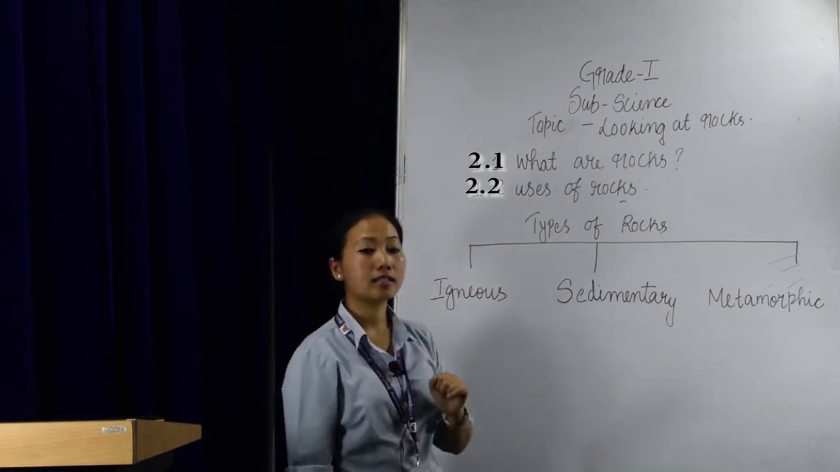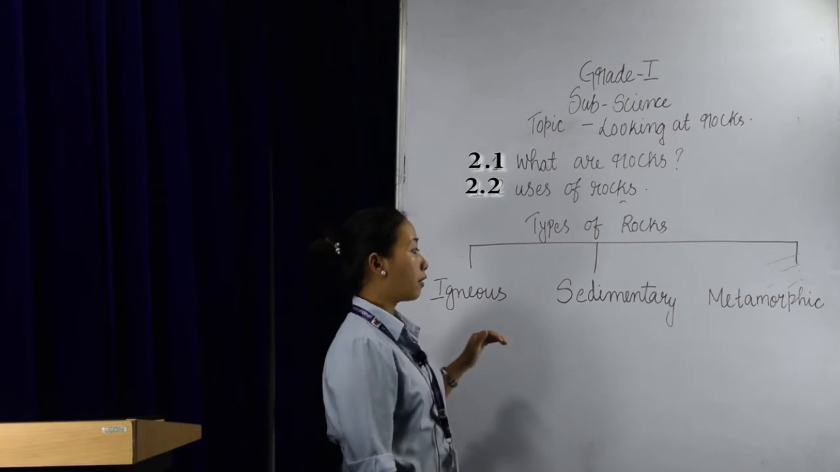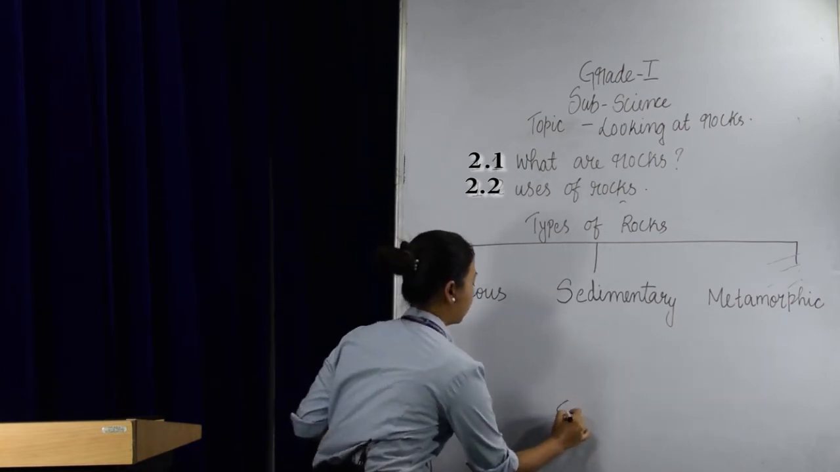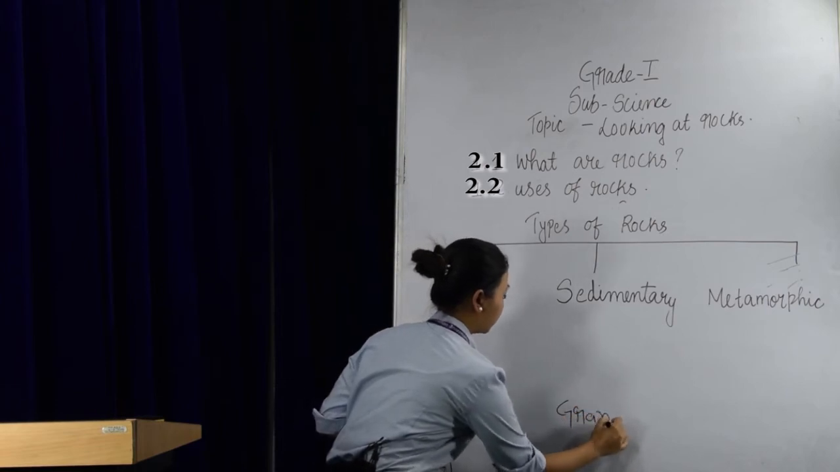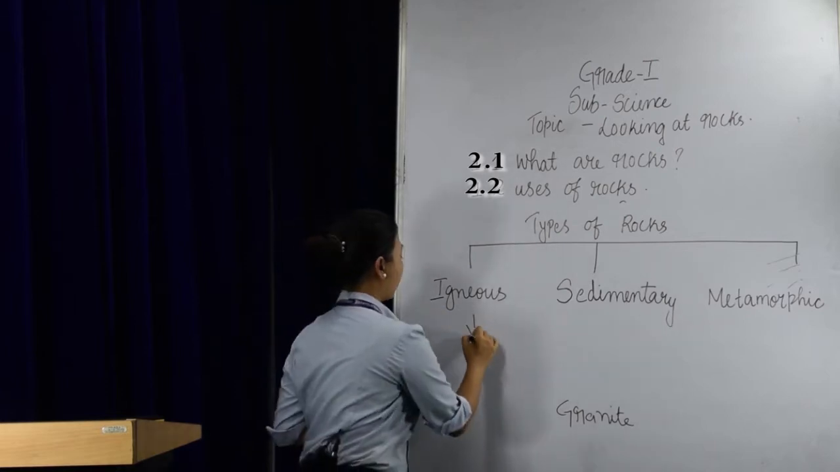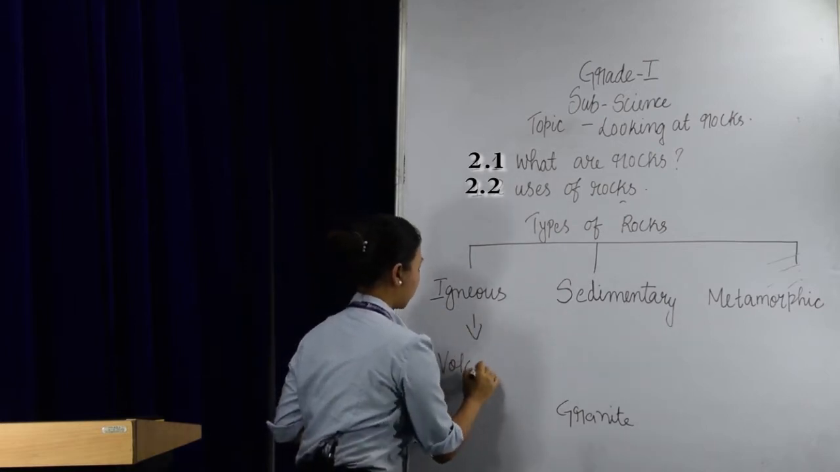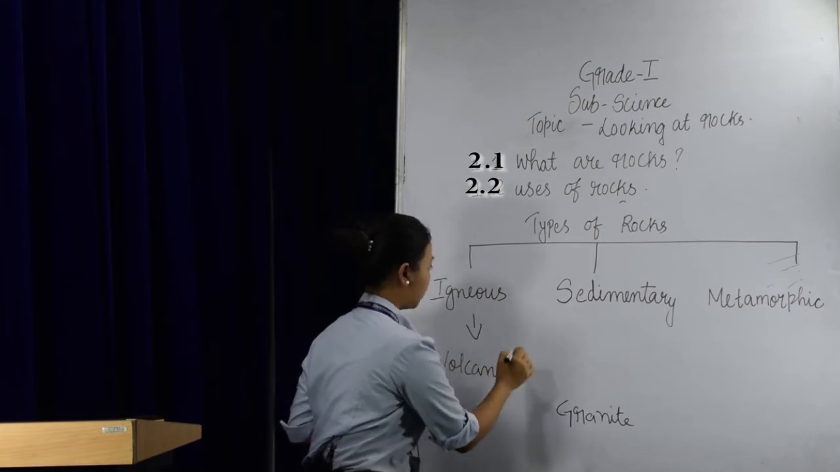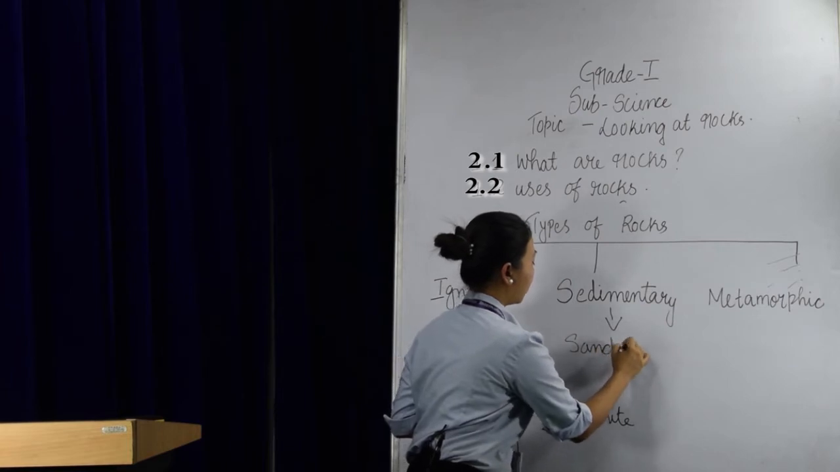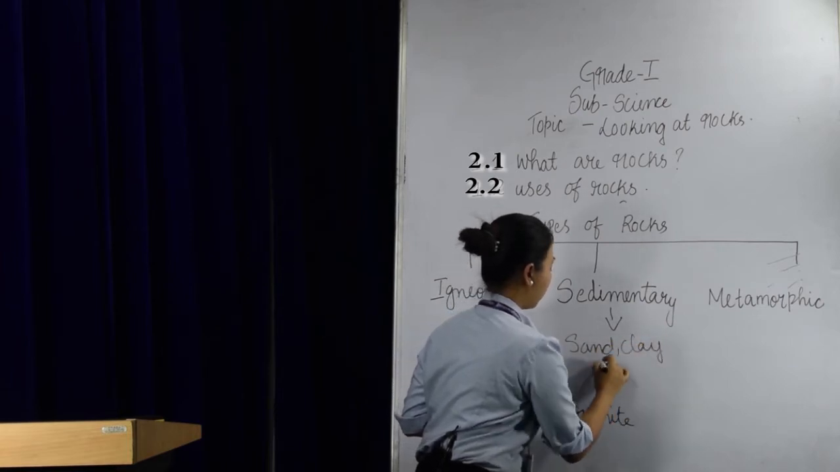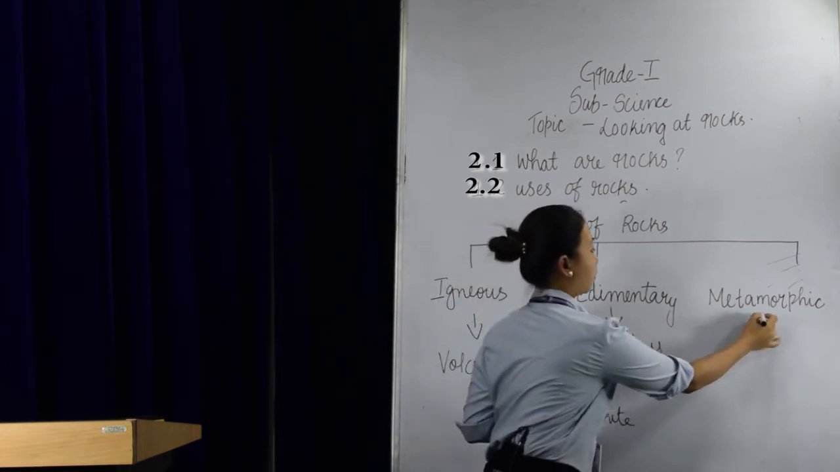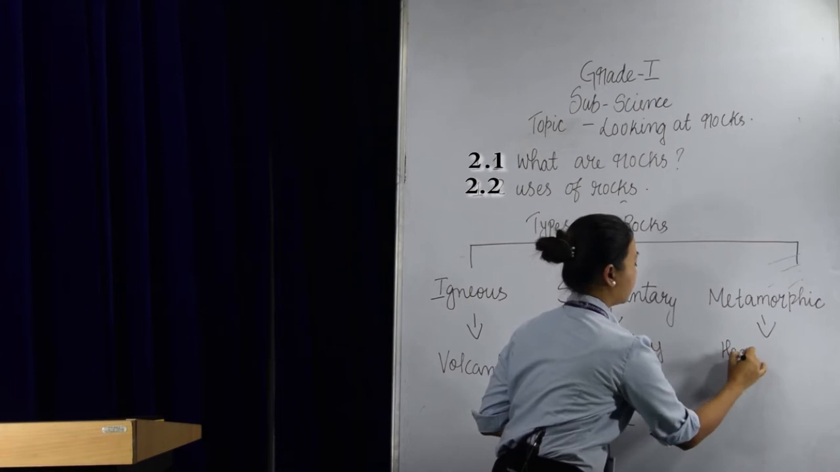Now let us see some rocks that are given in a book. The first one is granite. Igneous rocks are formed from the volcanoes. Sedimentary from sand, clay or fossils. Metamorphic from the heat and pressure.